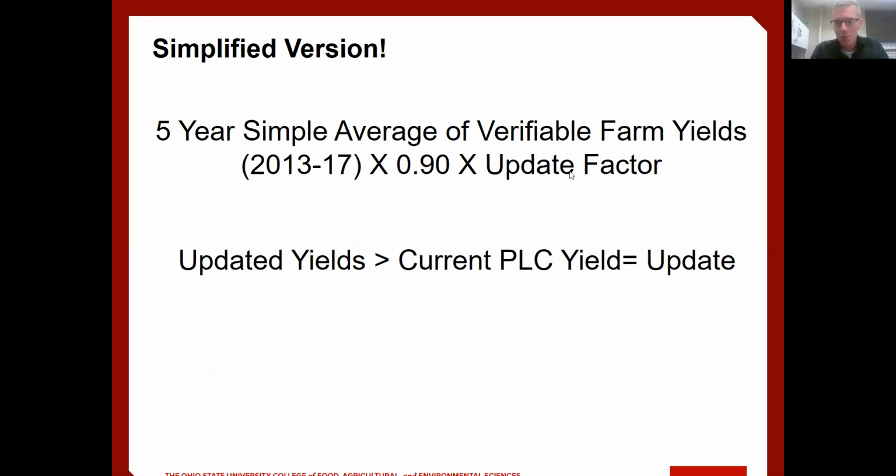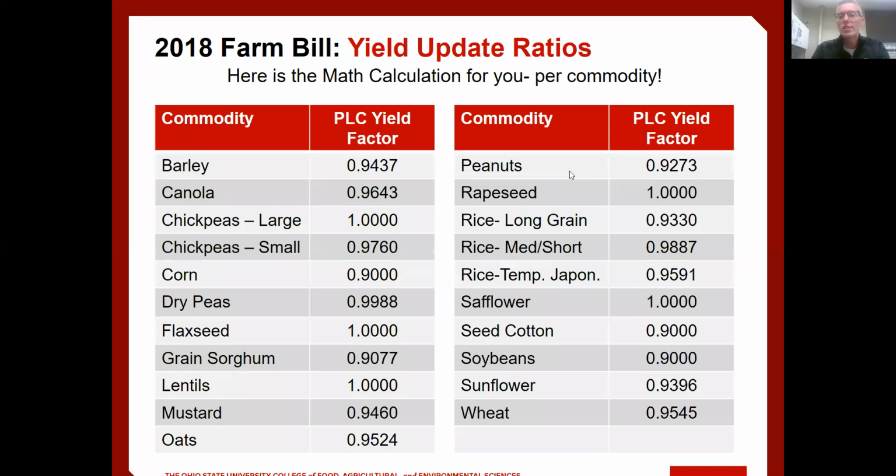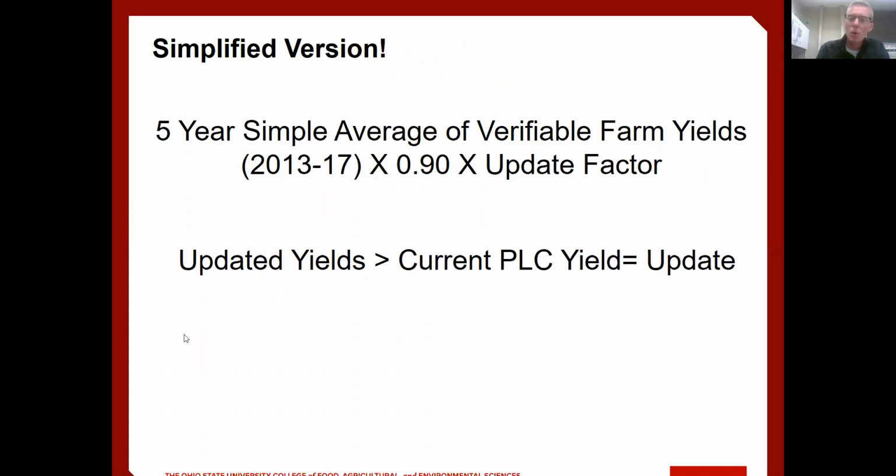So if you don't use our tool, here's the formula, and then here's the yield ratio. So for corn, it's 0.9. For soybeans, it's 0.9, and for wheat, it's 0.9545. So if we go back, if we were doing corn, we'd take our 5 years of corn records times 90% times 0.9, because that's our update factor. If that yield is higher than what we have on record at the FSA office, we're maybe going to consider updating. We don't have to, but it would be to our benefit. It'd be to your benefit to do so.